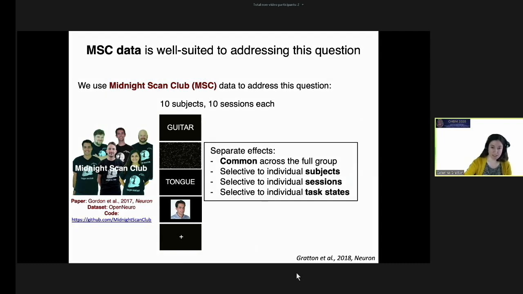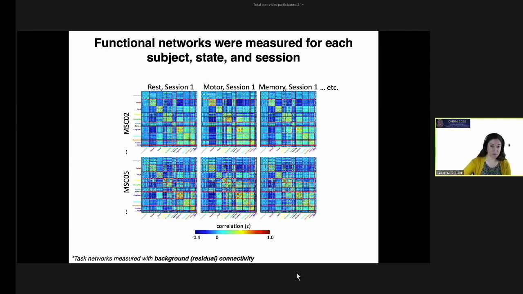Now, this design is nice because it allows us to look for effects in functional networks that were common across the full group of subjects, sessions, and task states, or selective to individual subjects, sessions, or tasks. For this experiment, we then measured functional networks separately for each subject, for each task, and for each session. I'm just showing you a few examples here, 2 subjects in the 2 different rows, as measured for 333 cortical regions using the Gordon Atlas.